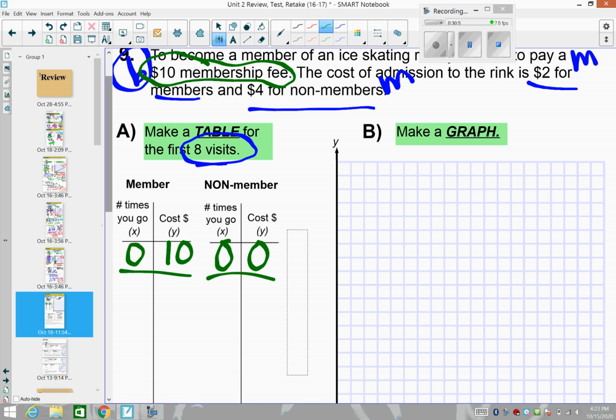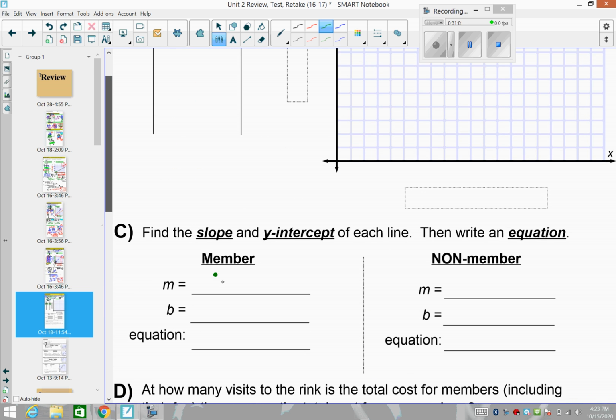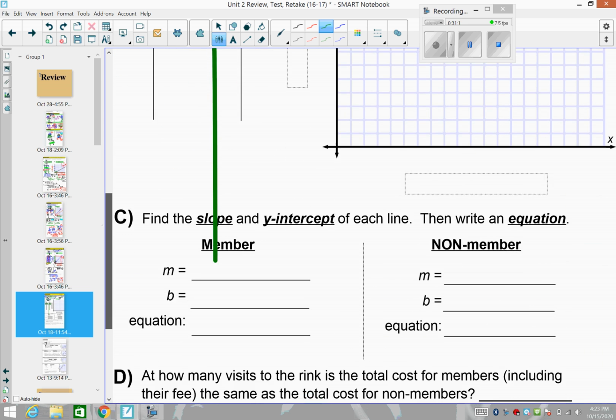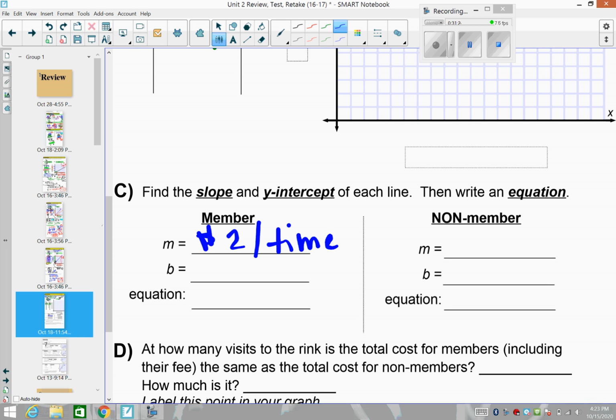Now, once you've decided whether you're going to be a member or not, you do have to pay per time at the rink. The cost is a little different though. It's $2 for a member and it's $4 for a non-member. So I'm going to go ahead and throw those into my slope, wherever the slope is. Members cost $2 per time. And we said it's a $10 beginning amount. So Y equals $2 per time that you go if you're a member and a $10 membership fee.